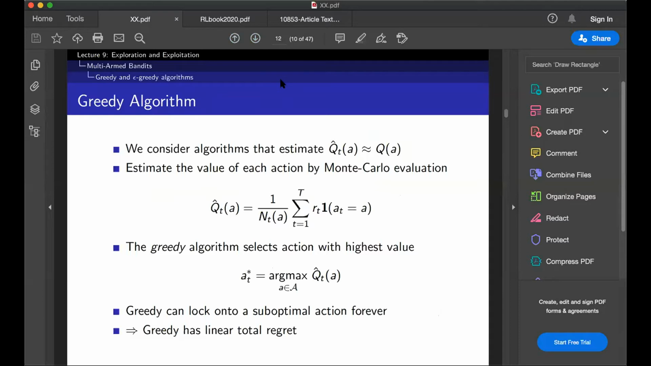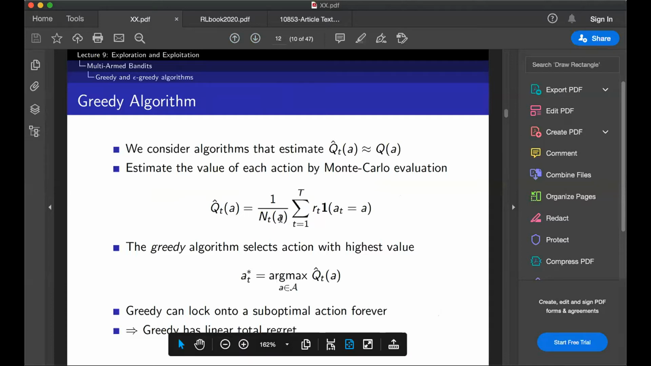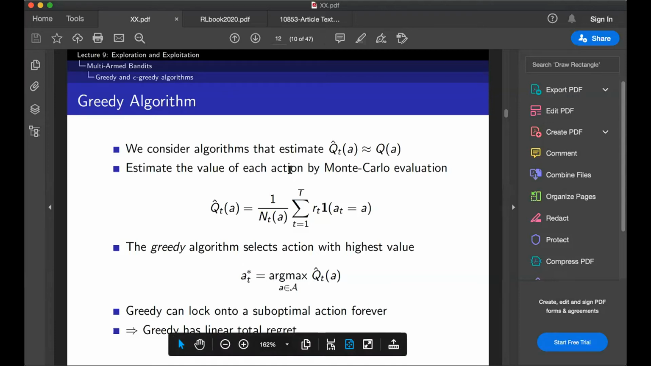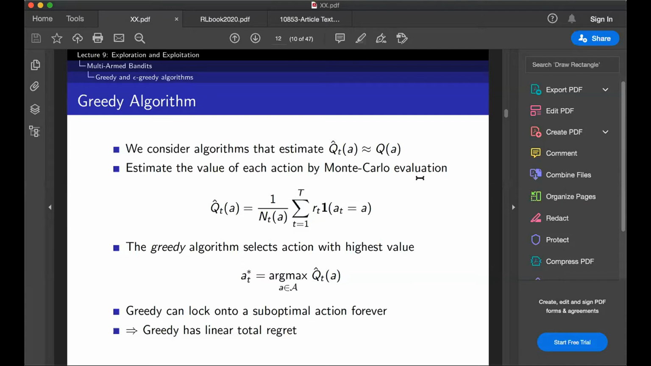Okay, so just quickly, I don't want to spend too much time on the next couple of slides here. The greedy algorithm selects the action with the highest value. Greedy can lock on to a suboptimal action forever, which is what we just covered in the graph. You could estimate the value of each action by Monte Carlo evaluation, and then you're going to get that greedy action. And once you get that greedy action, if it's suboptimal, you're just going to lock on forever.